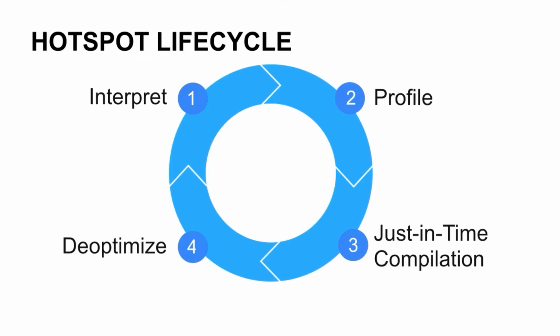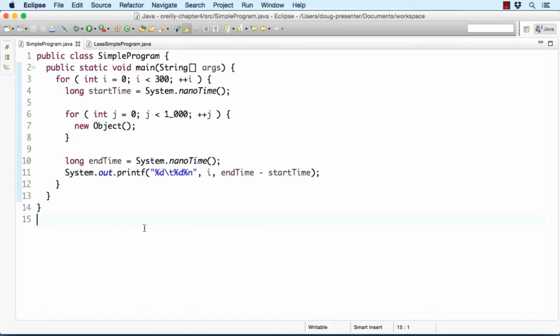And unlike C or C++, the just-in-time compiler can do some interesting things. It doesn't just do static optimization, it can actually make some educated guesses. Because in a managed runtime, we can correct those mistakes by de-optimizing and starting the process over again. To illustrate the HotSpot lifecycle, we'll start by running a simple program. This program allocates 1,000 objects at a time in an inner loop and measures the performance using System.nanoTime both before and after the loop and printing out the difference. This whole process is done 300 times in an outer loop so we can see how the performance changes as the application continues to run.